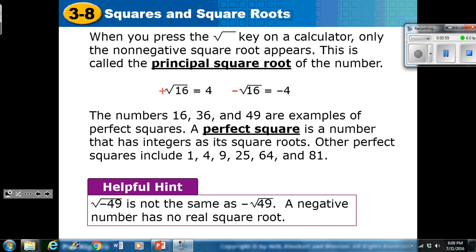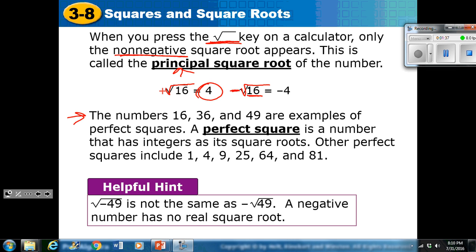When you press the square root key on your calculator, it only gives you the non-negative square root. And so if you put in 16 and then the square root key, it's going to say 4, because most people, when they ask the square root of a number, they're asking for the positive root or the principal root. That's called the principal square root, the positive one. This right here means if you were doing this on your calculator, you'd put in 16, then you'd hit the square root key, and then you'd hit the negative button, and that would equal negative 4.